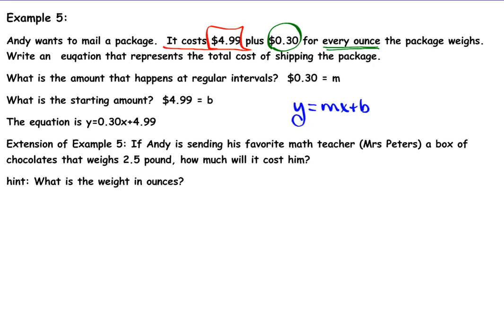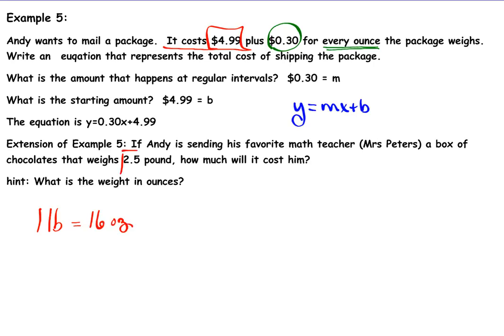All right, now the extension. If Andy is selling his favorite math teacher, Mrs. Peters, me, the crazy cat lady of Hiram High School, a box of chocolates that weighs 2.5 pounds, how much will it cost him? Now, look at the hint. My formula says that I'm dealing in ounces. How many ounces is there in 1 pound? And so you're going to have to go back and look at your unit conversions. Okay, and 1 pound is 16 ounces, so let's make note of that. 1 pound equals 16 ounces.